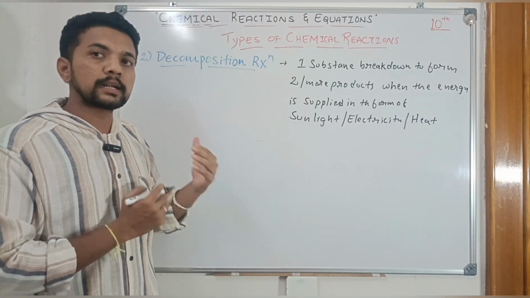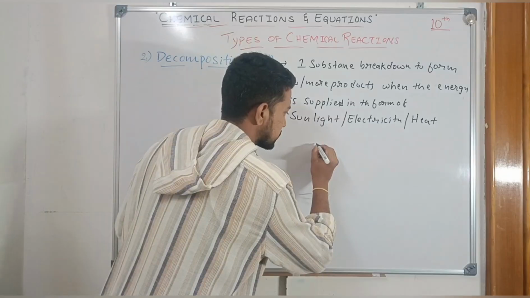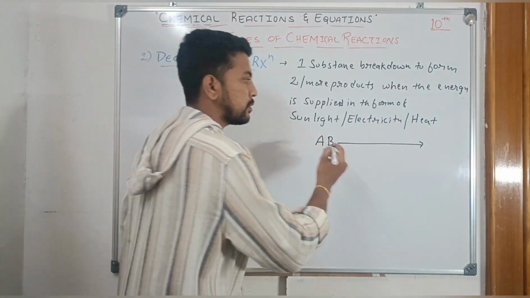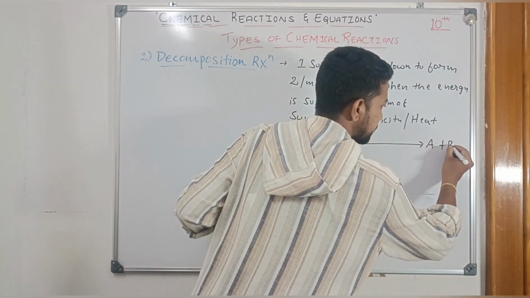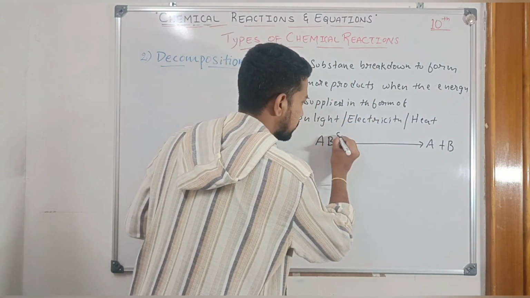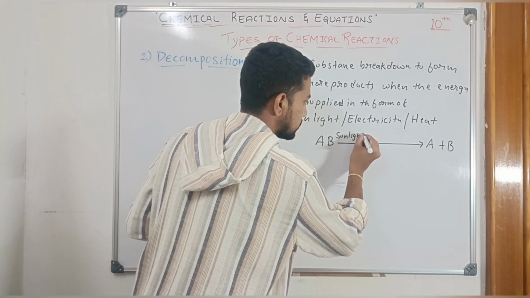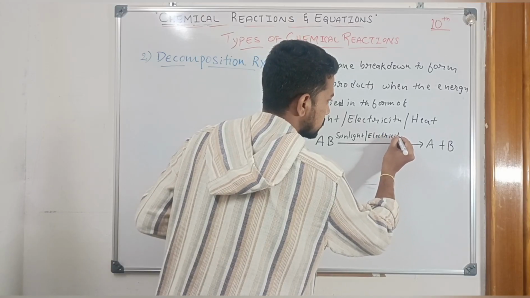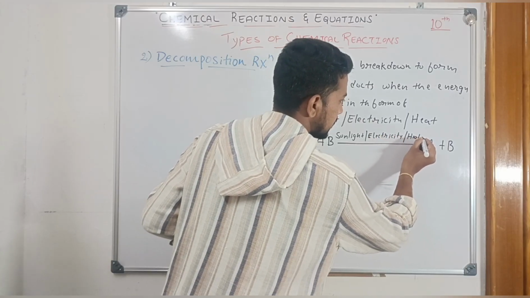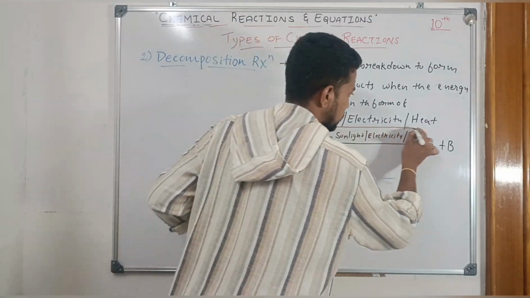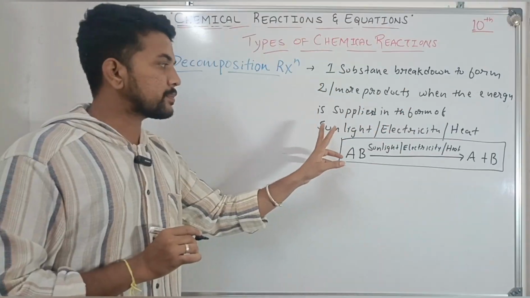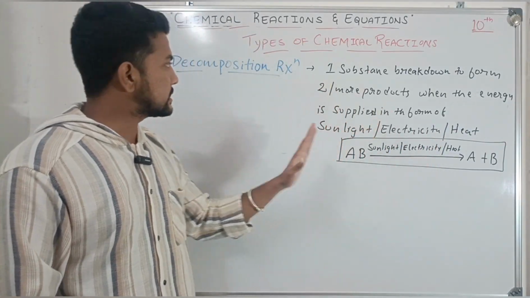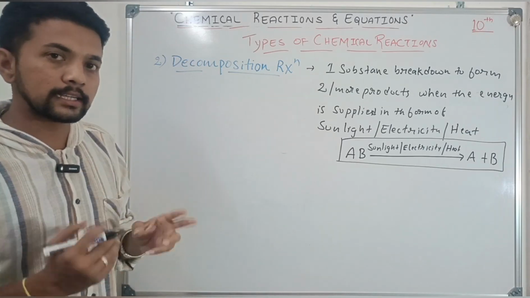So the general representation of decomposition reaction is AB breaks down to form A plus B when energy is supplied in the form of sunlight, electricity, or heat. This is the general representation of decomposition reaction. Depending upon the type of energy supplied to the decomposition reaction, it is again divided into three types.